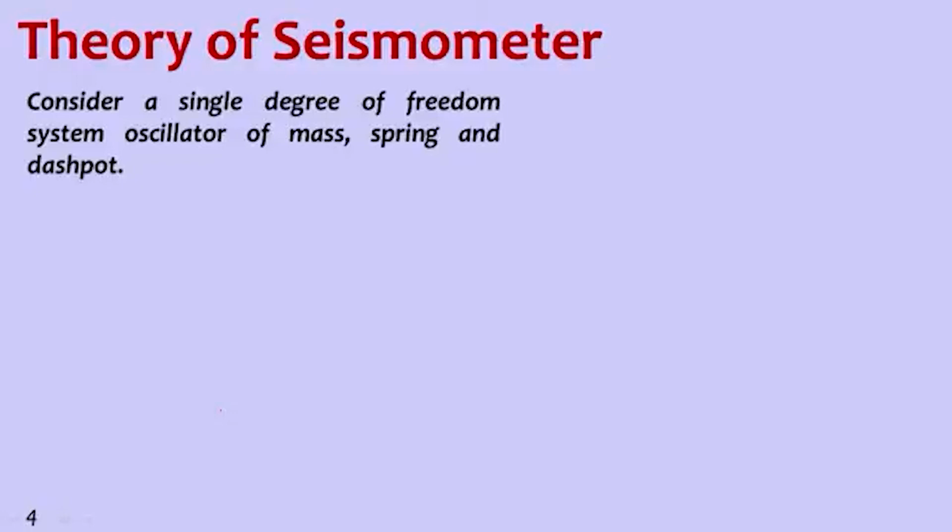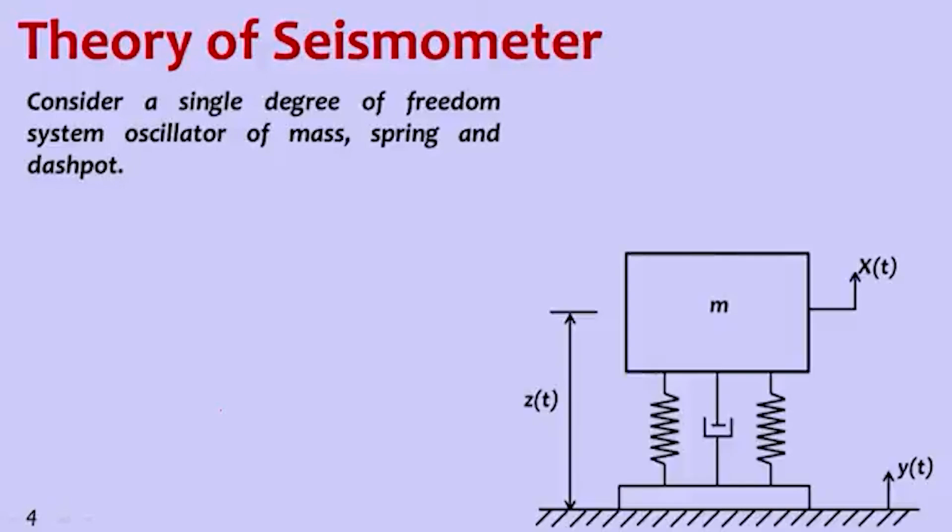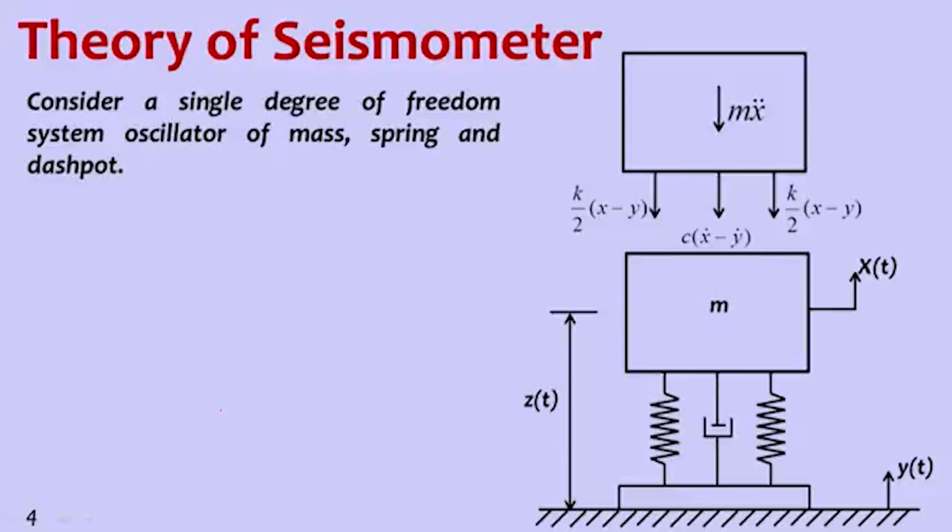So, let us consider a single degree of freedom system oscillator which has mass, a spring and a dashpot. So, something like this. We use the basic structural dynamics principles of single degree of freedom system and try to devise an instrument. So, this is a free body diagram of that. Say if we give motion x, the relative displacement between the ground and the center of mass is given as z.